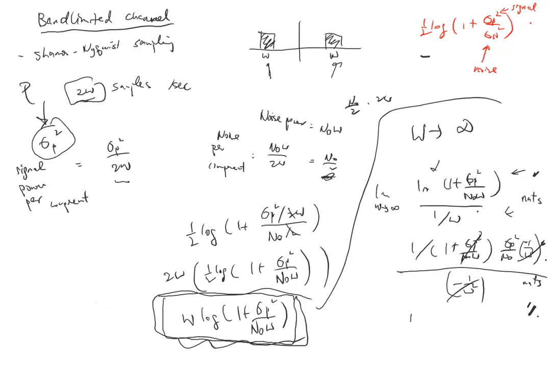Because you see, you get W square cancelled, and when W goes to infinity, this term is actually gone here, right? So it's just this one here. So it's just equal to sigma p squared over N log. This unit is nats. But of course, I can convert to bits. Convert to bits is just basically multiplied by log 2 of e. So this is in bits.